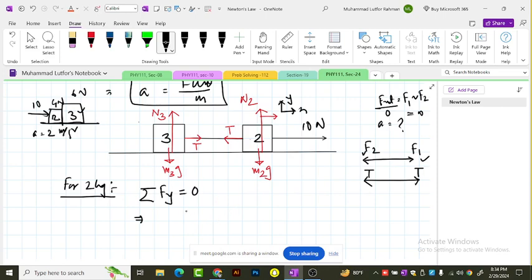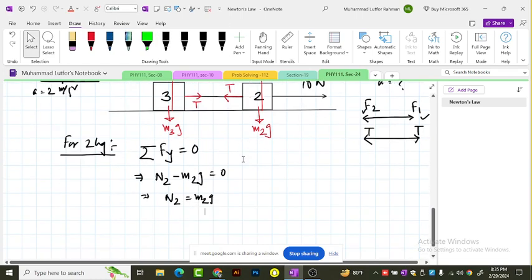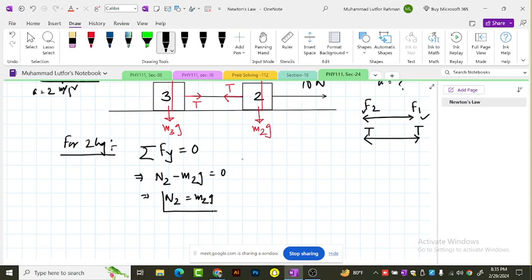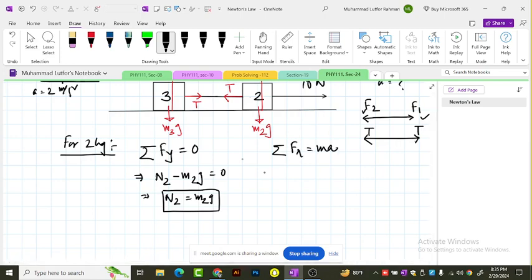So along the y direction, I have two forces. One is basically N2, another is m2g. So in that case N2 minus m2g equals 0, or N2 would be simply m2g, right? Which is simply the actual weight of the block. Now along the x direction, the net force should be ma. There are two forces. One is 10 minus T equals 2a. Let's say this is equation number 1 for the 2 kg body.